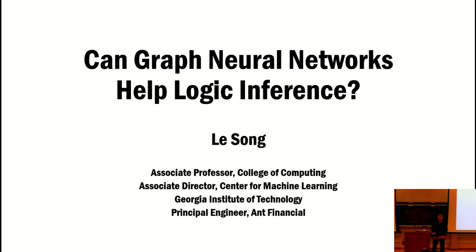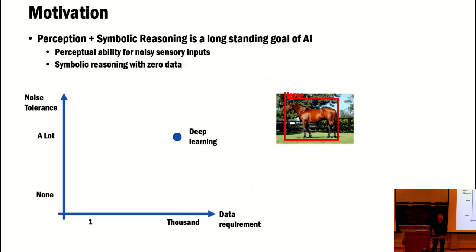It touches upon one of the fundamental problems in AI in some sense. It's a long-standing problem. People try to combine perceptual ability with logic reasoning. Nowadays, everybody knows about deep learning, and it's a very nice tool for performing perceptual tasks. For instance, you have deep learning models which can recognize objects from images. But the problem of deep learning models is that in order to build each individual recognizer, for instance, recognizing horses, you might need to provide thousands of horses as training examples.